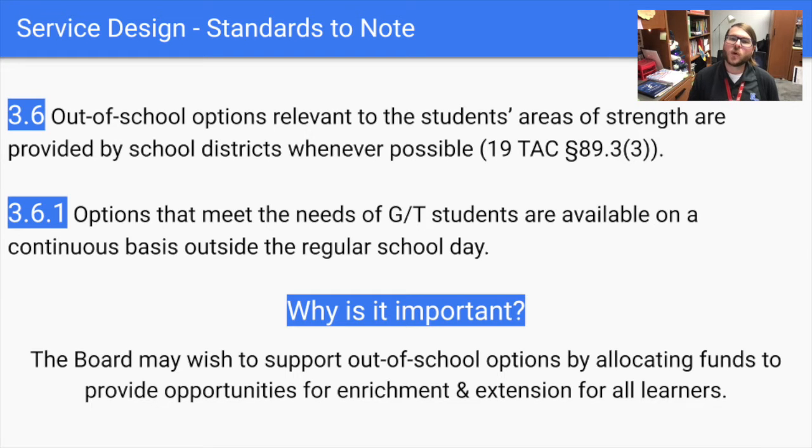3.6 and 3.6.1 deal with providing out-of-school or after-school options to meet the needs of gifted learners. The board may wish to support out-of-school options by allocating funds to provide opportunities for enrichment and extensions for all learners. It doesn't necessarily have to be a GT program or GT camp or GT club. Anything will do, anything that provides enrichment or extension.